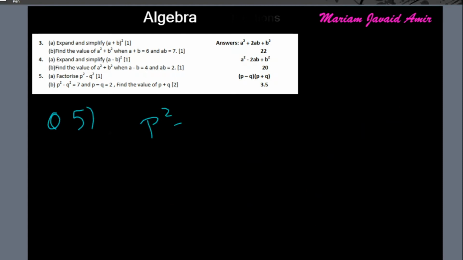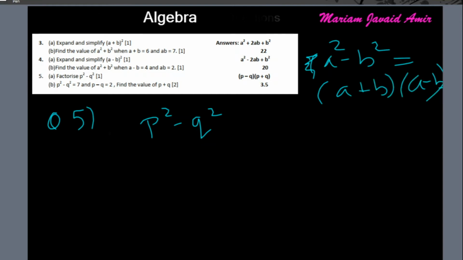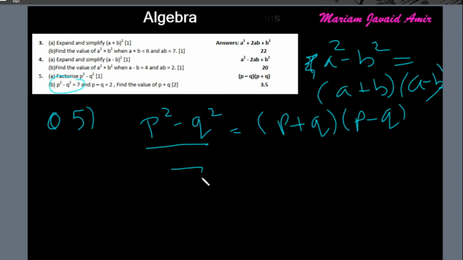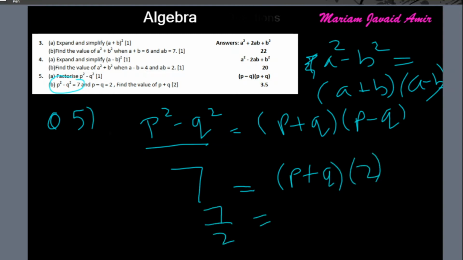Factorize p square minus q square, and we know the identity a square minus b square equals a plus b, a minus b. So we'll be using that. This is equal to p plus q, p minus q. Again we're given some values. Find the value of p plus q when p square minus q square is 7. So this becomes 7 equals p plus q we don't know, and p minus q we know is 2. So the answer will be 7 over 2 equals p plus q, which equals 3.5.